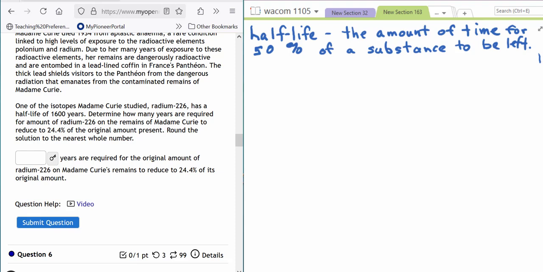All right, so for this problem, it's going to use the idea of half-life, and half-life is the amount of time with something decaying when half of it will be left, right? And so that's what they're giving us: the half-life for this particular substance, radium 226, to decay is 1600 years.